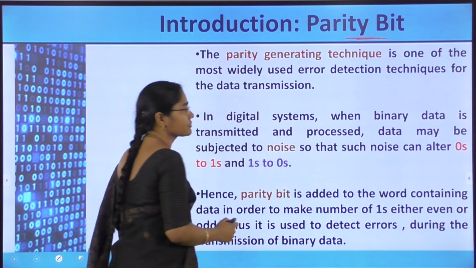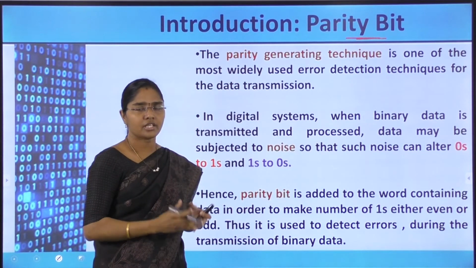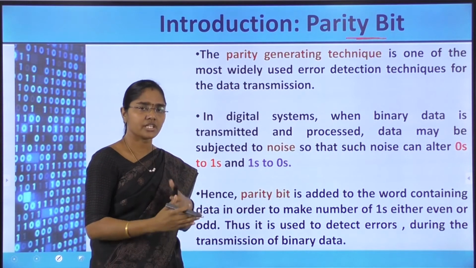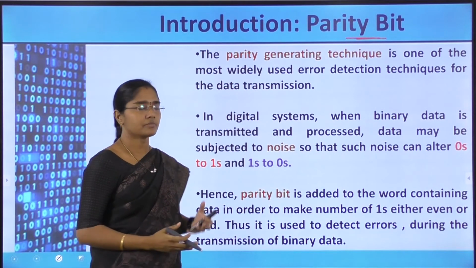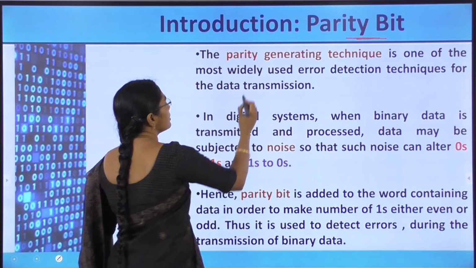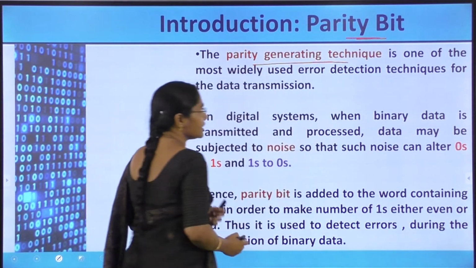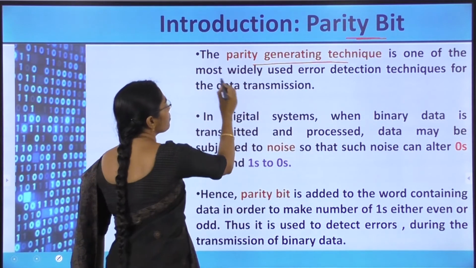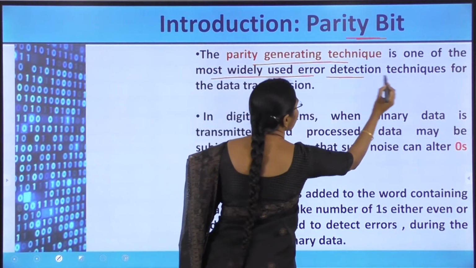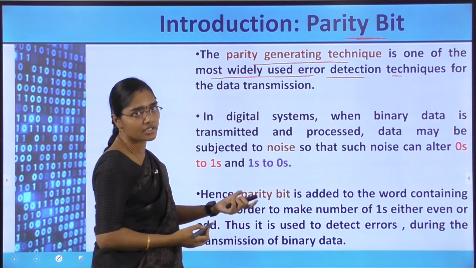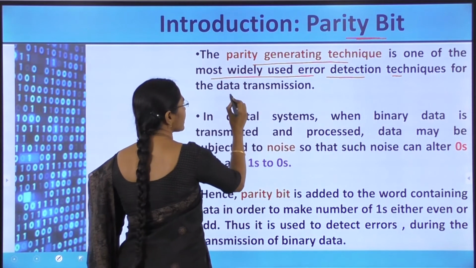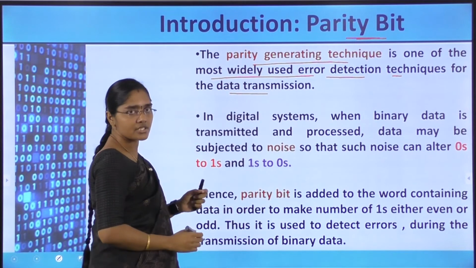Next, coming to the introduction part, the parity bit. What is a parity bit and why is the parity bit used? Again, a recap of our understanding of the need for the parity bit. The parity generating technique is one of the most widely used error detection techniques. I said parity is used for error detection, the same error detection technique for data transmission.